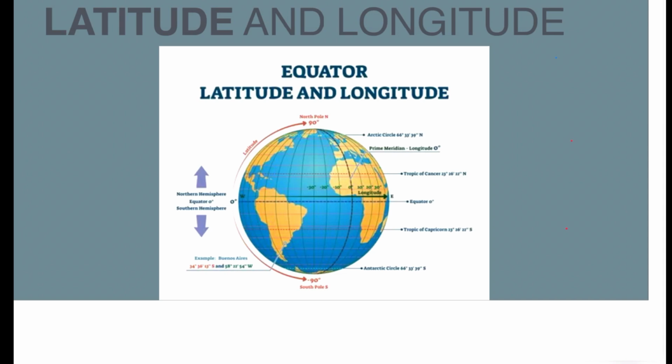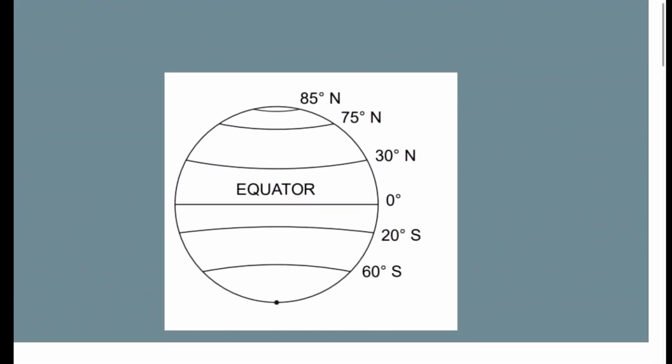So we will quickly go through the latitude and longitude in this chapter. So what is latitude? Latitude is the angular lines that are drawn at a particular angle. Suppose it is a 30-degree angle. This is 0 degree, this is a 75-degree angle, and this is an 85-degree angle.